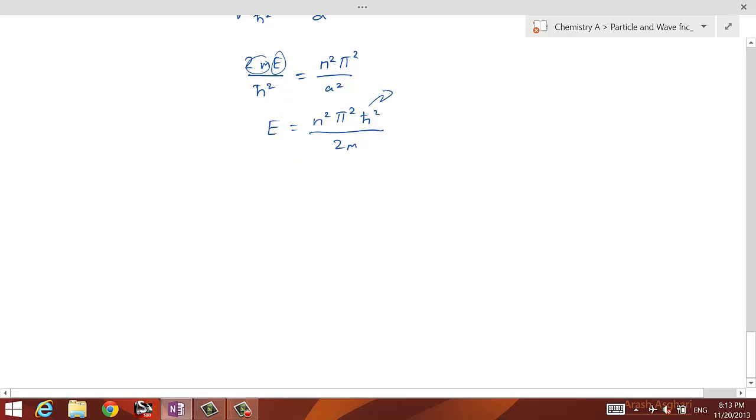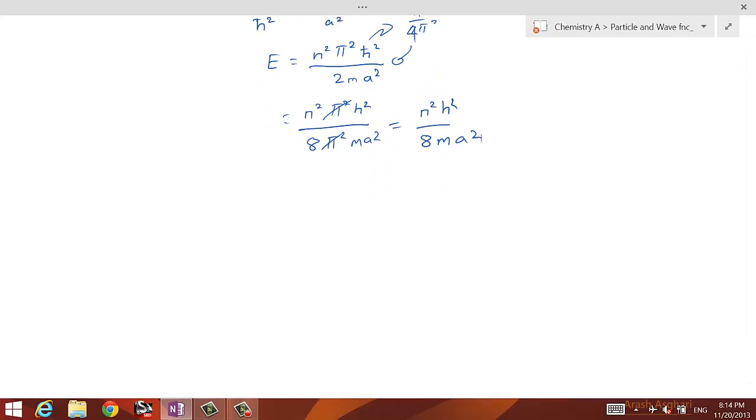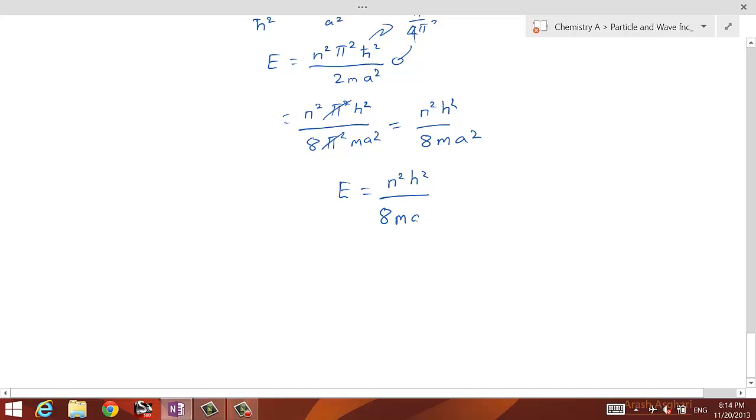Now h bar, as you know, is h over 2 pi, right? So you get the square, and this will be 4. So you substitute it here. It's n square pi square h square over 4 multiplied by 2 is 8, and pi square m. The pi square decreases, you get n square h square over 8m. Oh, I missed a. Okay. Now, E is equal to n square h square over 8m a square.